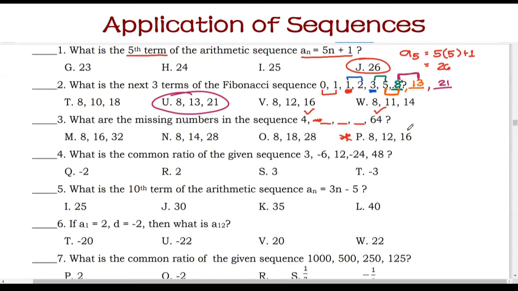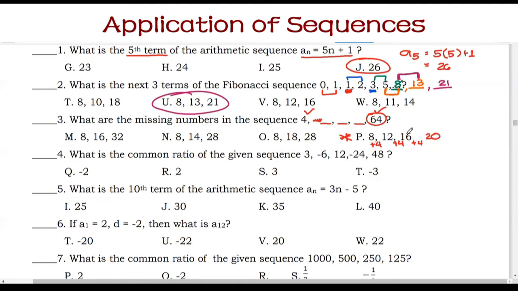Okay? So kapag pinag-aralan nyo itong sequence of numbers na ito, 8, 12, 16. Anong nanonotice ninyo? Nag-a-add ng 4, right? So 8 plus 4, you will get 12. 12 plus 4, you get 16. What is 16 plus 4? You will get 20. Pero 64 kasi yung nandito. Okay, hindi 20. So, ibig sabihin, hindi yan ang sagot. Hindi 8, 12, 16 ang hinahanap nating missing numbers.